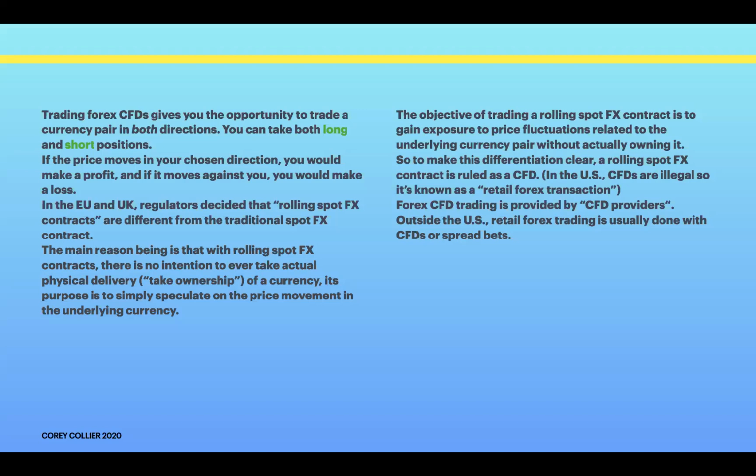The objective of trading a rolling spot Forex contract is to gain exposure to price fluctuations related to the underlying currency pair without actually owning it, right? So this is when you get into something like US 30, an index. Usually that's a security that you have to have a lot of money and equity to trade. But due to leverage and how your brokers are set up, it allows us to speculate on it.